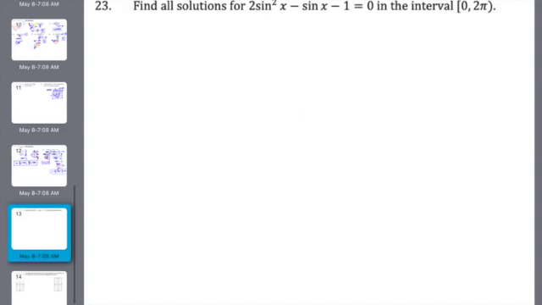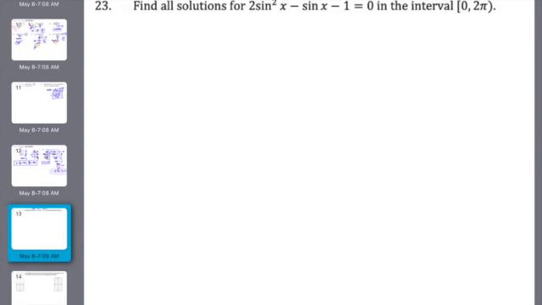All right, number 23 is our last solving problem. And this one is one where we have to factor. So this is of the form 2u squared minus 1u minus 1. So instead of saying sine x, I'm replacing the sine x's with u. And hopefully you see that could be factored as 2u plus 1 times u minus 1.